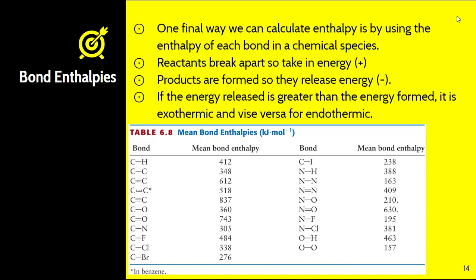One final way we can calculate enthalpy is by using the enthalpy of each bond in a chemical species. Keep in mind, reactants break apart, so they take in energy. Remember, that's an endothermic process, and products are formed, so they release energy, so that is exothermic. If the energy released is greater than the energy absorbed, it's exothermic, and vice versa. So basically we're looking at the enthalpy of the individual bonds rather than the total heat, the enthalpy of formation. We're going to add up the bonds that are broken and subtract the bonds that are formed, and then we will be able to get our enthalpy for that reaction.